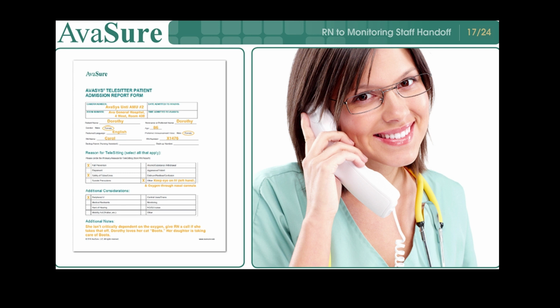I'm calling from Ava General Hospital, 4 West. She is in room 438. She told me that she would prefer to be called Dorothy. She's 86 years old. I'm Carol, and my number is 1476. She is in the early stages of dementia, so she doesn't always remember the safety instructions I give her.